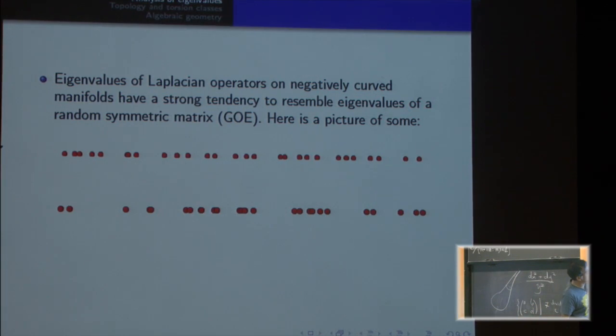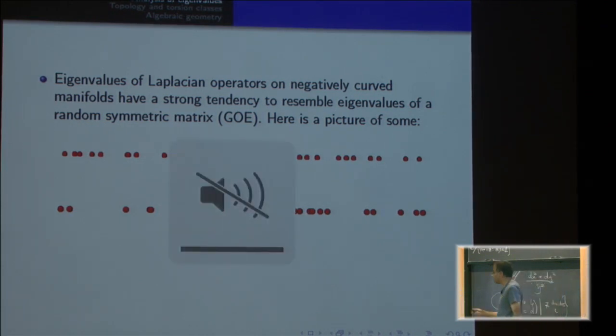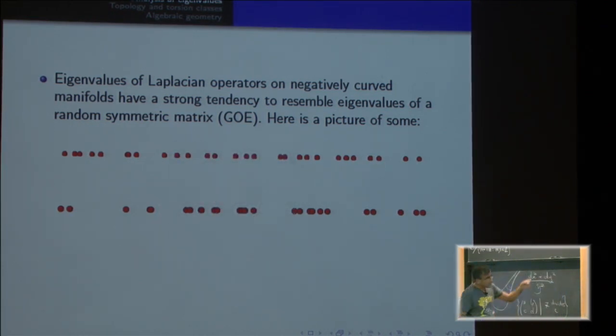So this thing was discovered by people who were thinking about quantum chaos. And it's a very surprising fact, then, that this modular curve differs from what you would expect.